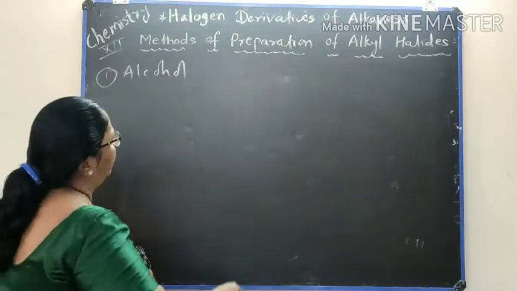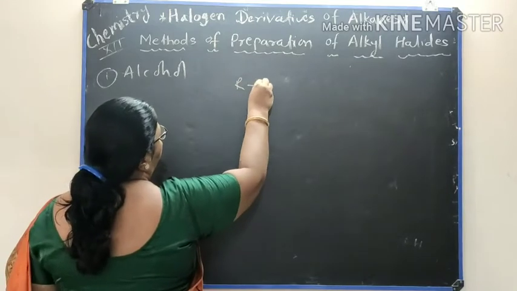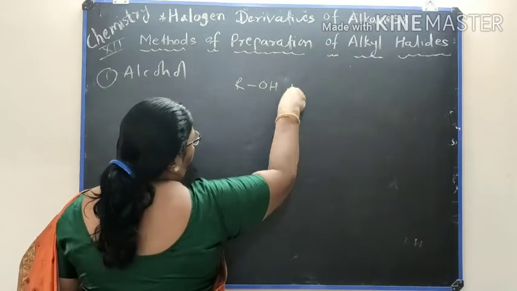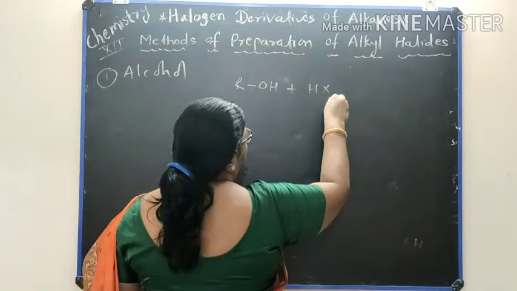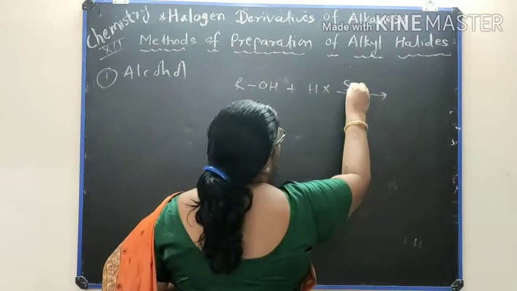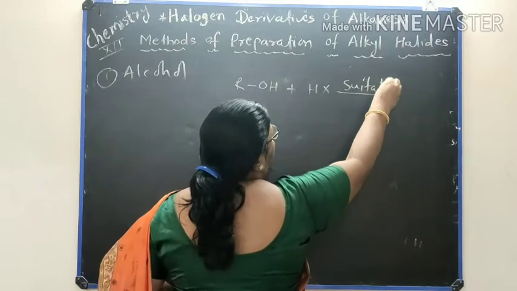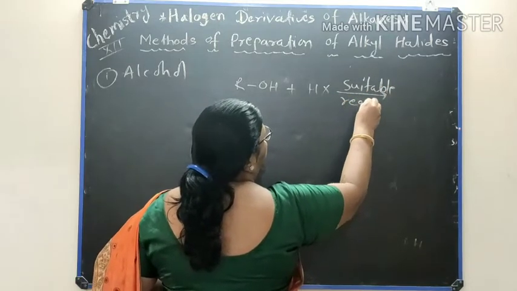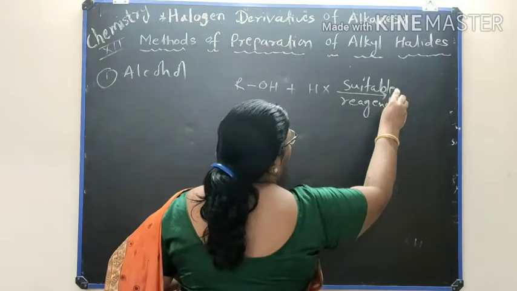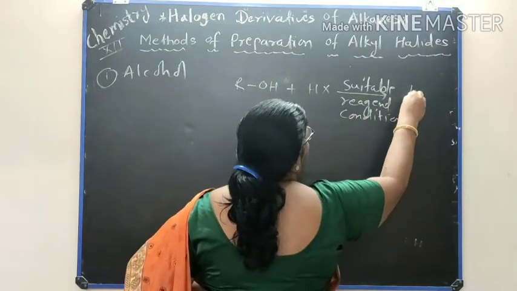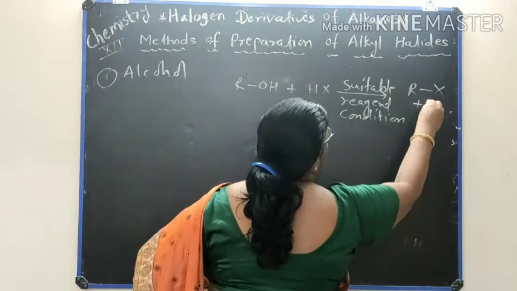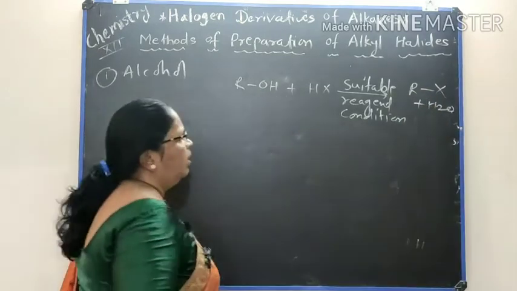You know that alcohol is mainly represented by the ROH. It is treated with HX halo acids. Then in presence of suitable reagent and conditions, mostly you will get the alkyl halide as well as water molecule.